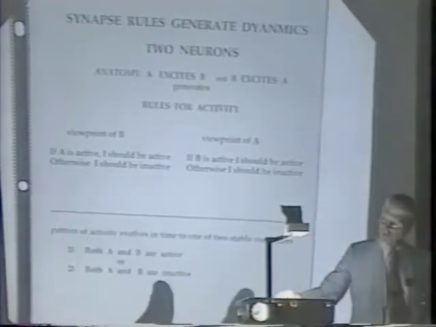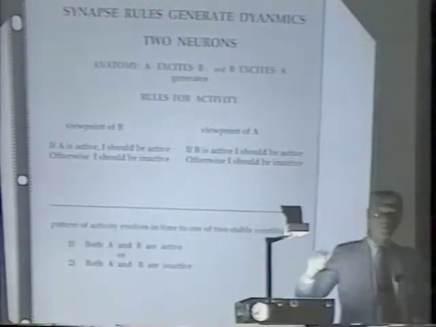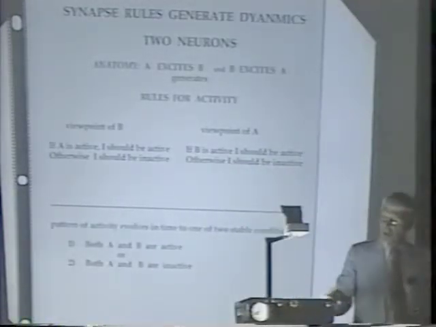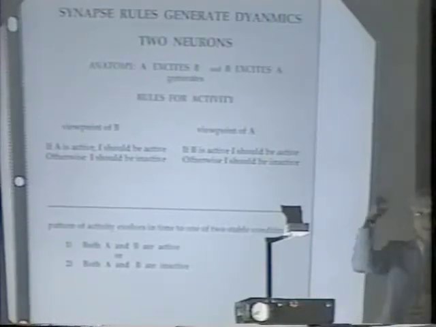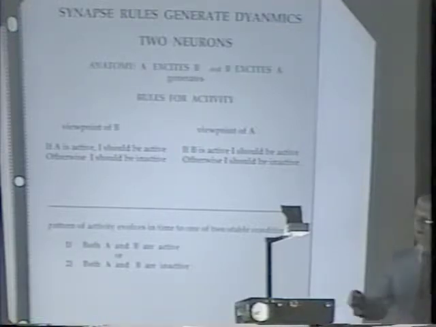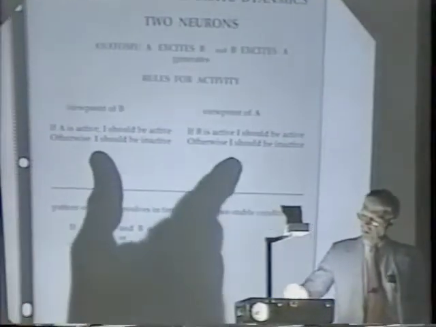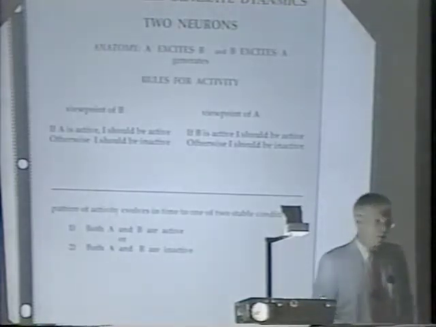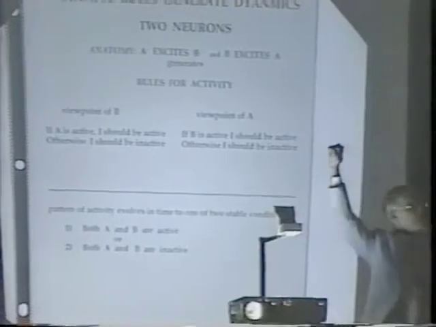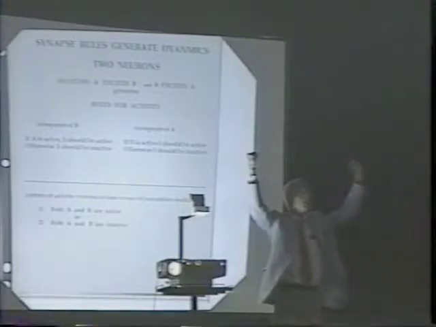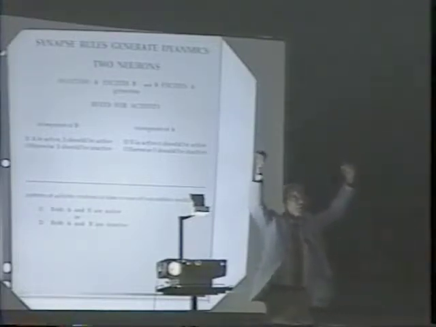from A's point of view, if B is active, A should be active too. And from B's point of view, if A is active, B wants to be active. That is to say, the action in B turns on action in A, and vice versa. How does this system behave in time? Well, supposing I start with both neurons very active. A will look at B and say, oh, B is active. That means I'm supposed to be active. I am active. I'm fine. B will look at A and say the same thing, and so they'll just stay there both active.